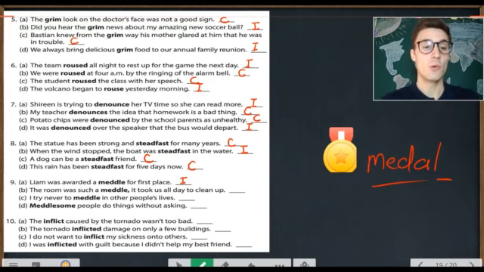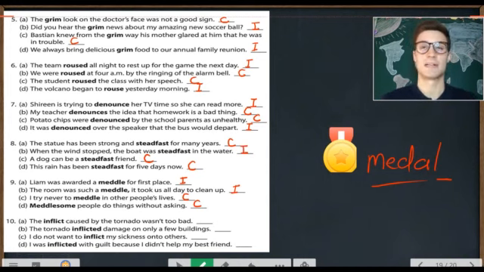B. The room was such a meddle. It took us all day to clean up. Can't be right. A room cannot be meddle, right? C. I try never to meddle in other people's lives. Can you meddle in other people's lives? Yes, correct. D. Meddlesome people do things without asking. Correct. They interfere in your life without asking.